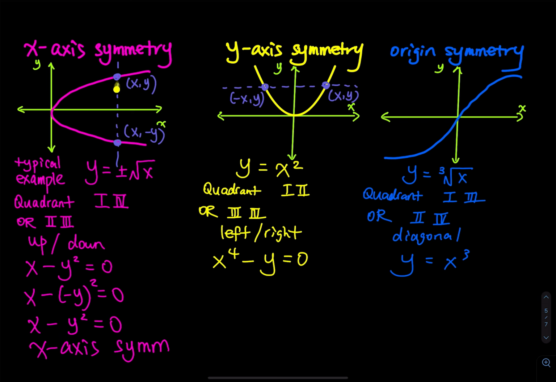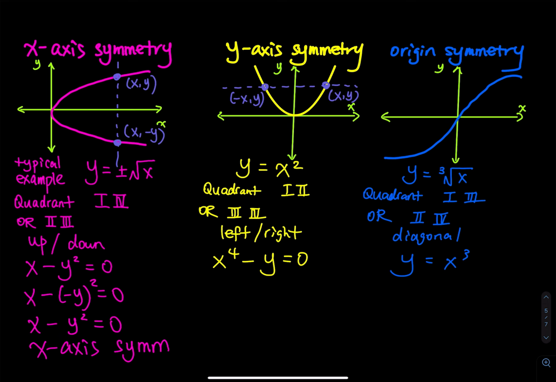So that's why I test the x-axis symmetry like this. You draw a vertical line, you should see (x, y), and then the other one is (x, negative y). So the y should be one positive, one negative, because that is either in quadrant 1, 4 or quadrant 2, 3.